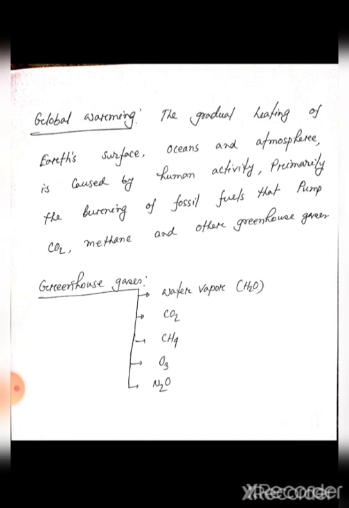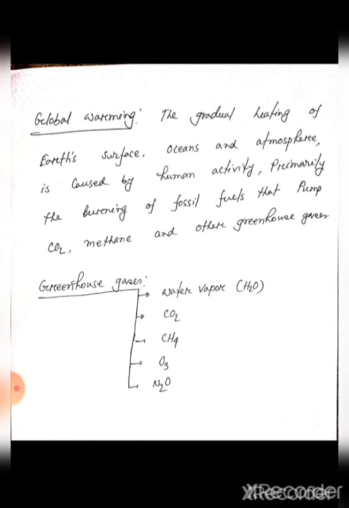So what is global warming? The gradual heating of Earth's surface, oceans and atmosphere is caused by human activity, primarily the burning of fossil fuels that pump carbon dioxide, methane, and other greenhouse gases. So we can say global warming happens mainly due to the presence of greenhouse gases.